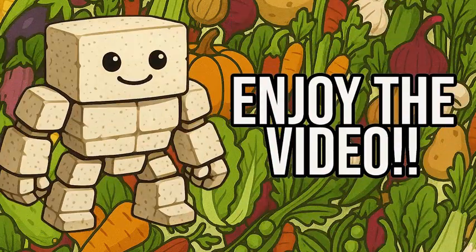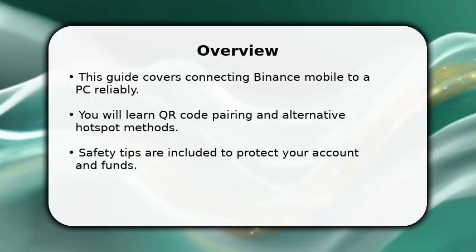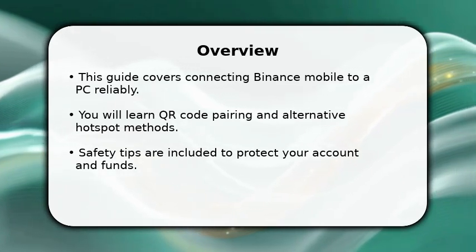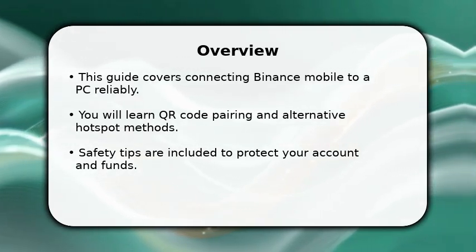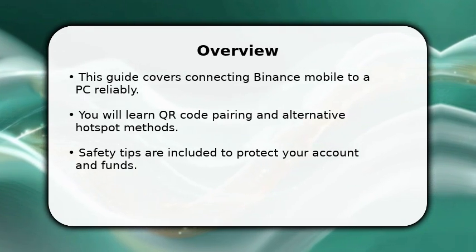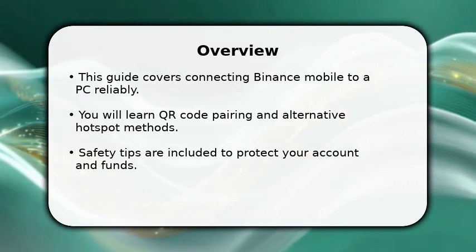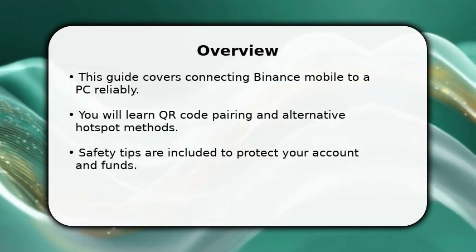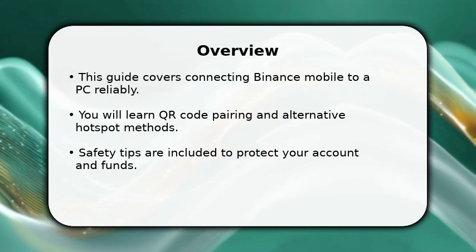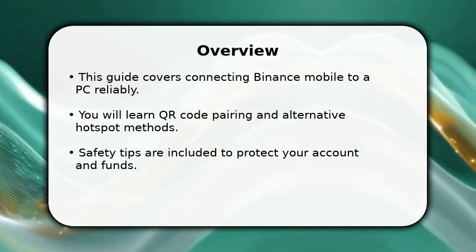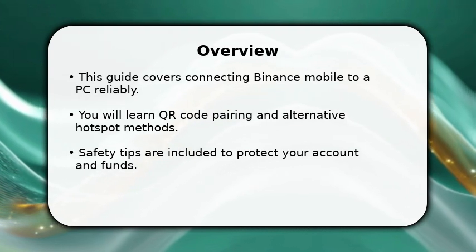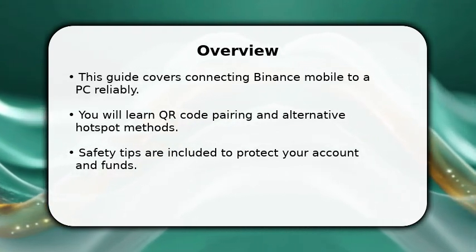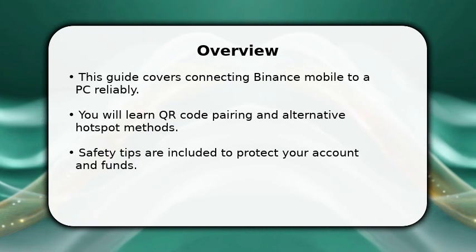Please enjoy the video. In this video, I will show how to connect Binance Mobile to PC. Open the Binance app, tap the QR code icon, and choose Link to PC to begin pairing immediately. Follow the on-screen prompts to scan the PC code or enter the pairing code manually if needed. Keep your phone on a secure network and verify device names before approving access, and I'll walk you through each step in a calm, friendly way.